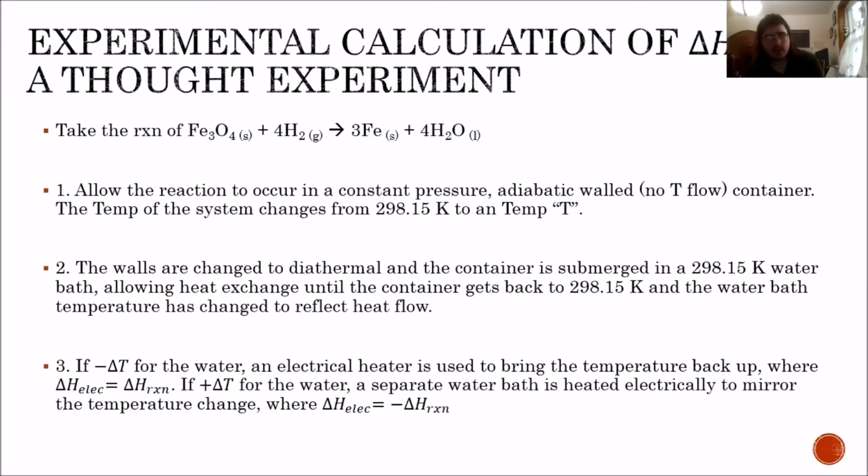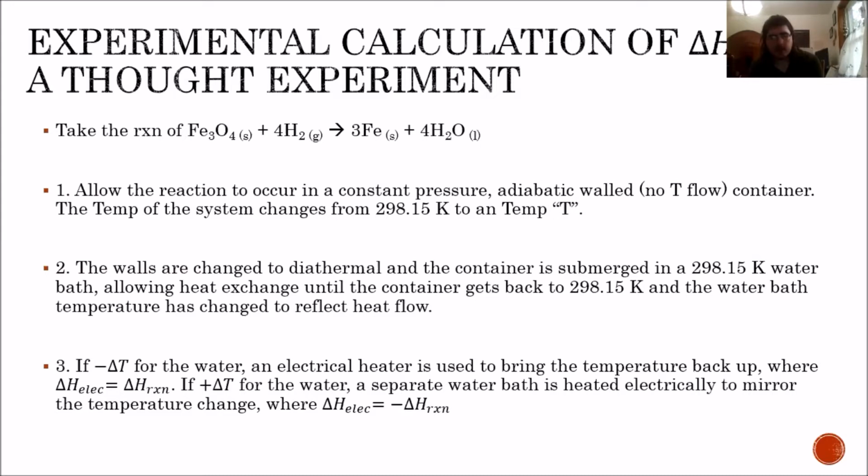The reaction heats up. Now the walls are allowed to turn into diathermal, which allows heat to flow through the walls. The container is submerged into a water bath at 298. Heat will exchange until we get the water bath and the reaction vessel back to thermal equilibrium. So the reaction vessel will cool down, and the water will heat up. Now, once the reaction vessel has cooled down, the change in temperature of that water can be measured.